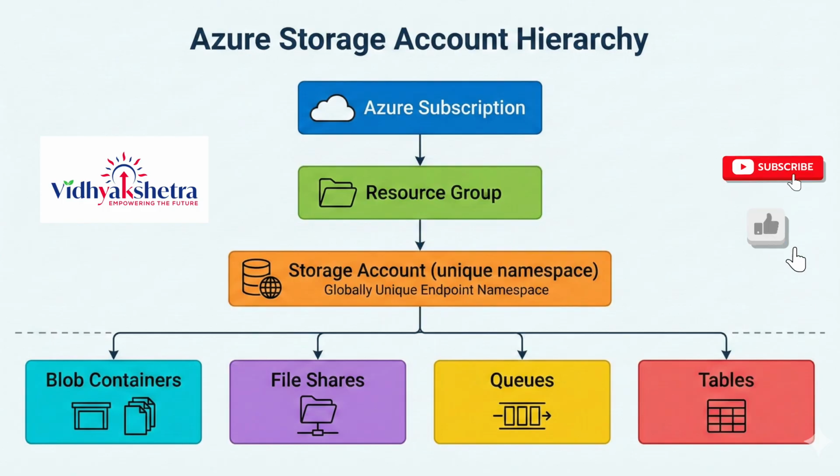Now let's move to the lower level. A storage account contains four major storage components. 1. Blob containers. Blob containers are used to store unstructured large files like images, videos, documents, and backups. Think of a blob container as a bucket that holds your files. Inside a container, the actual files are stored as blobs. Blob storage supports tiers like hot, cool, and archive to balance performance and cost.